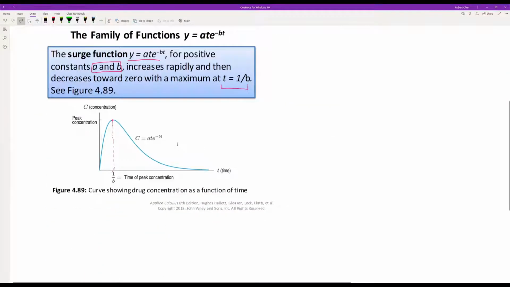One question is, of course, with different drugs and different chemicals in your body, the rate at which the chemicals enter your body and leave the body might be different. So that's what A and B, the constants, are going to make. We can look at variations of the function, and let's see what the parameters A and B do to our function.